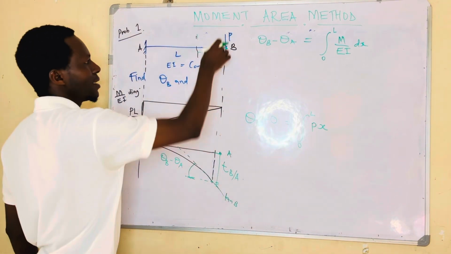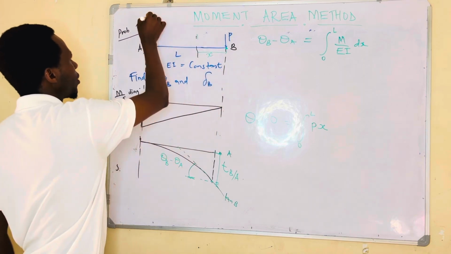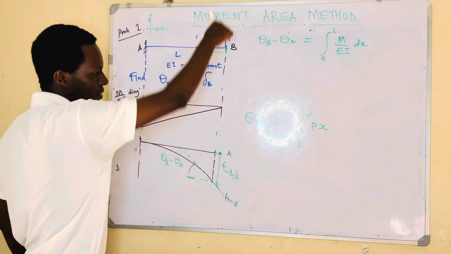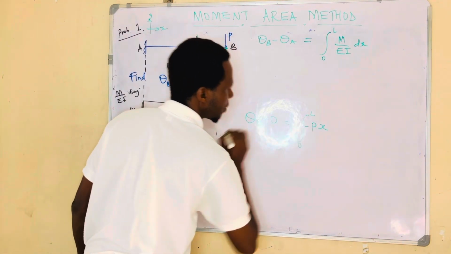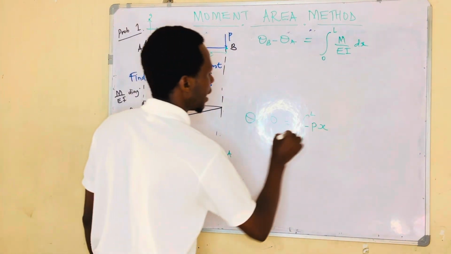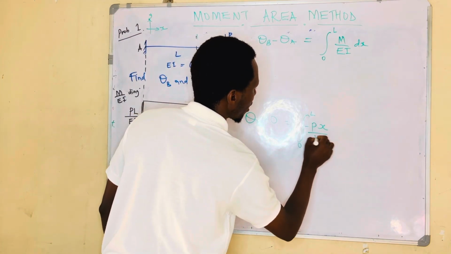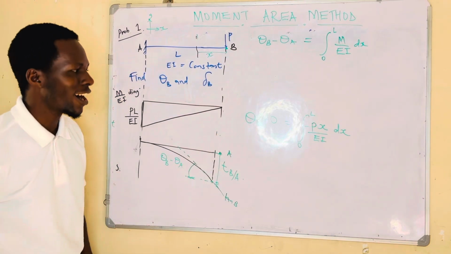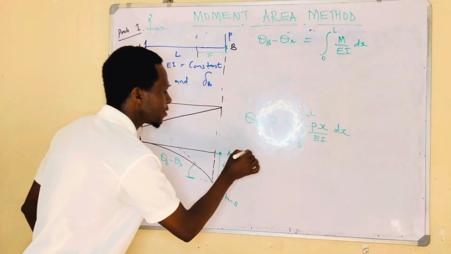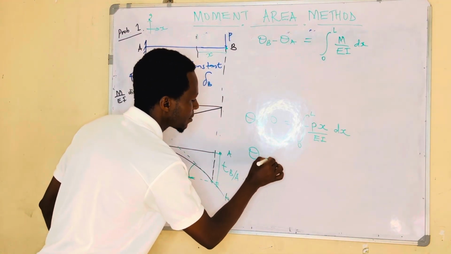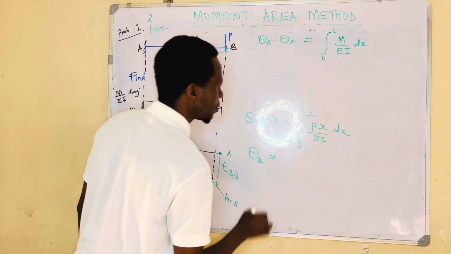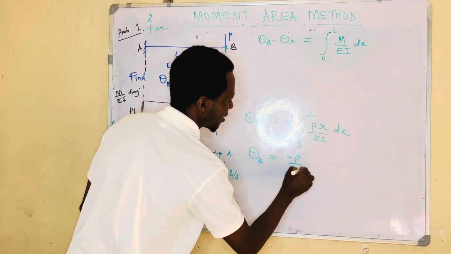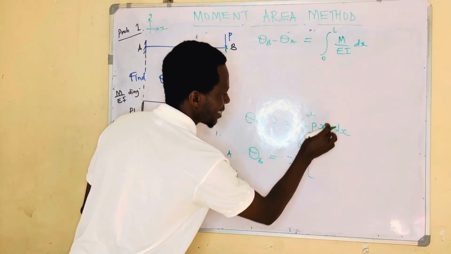But because the load is downward, depending on what you consider, if this is y and this is x positive, since it is downward, this moment is going to be negative. Then out of EI, dx. This is the expression we have, and we have to integrate it to find the value of the slope at B. So the slope at B is equal to, if I pull out this P by EI, I will remain with the integral of x.